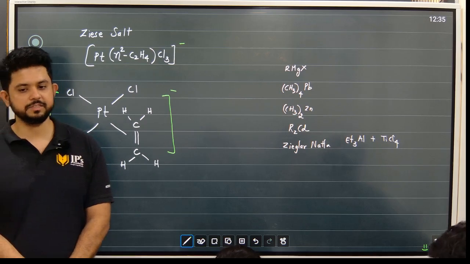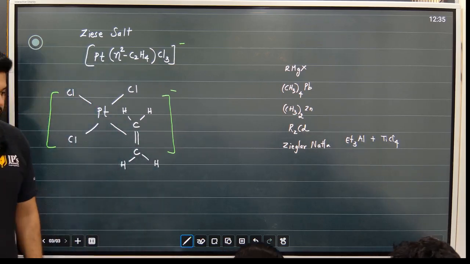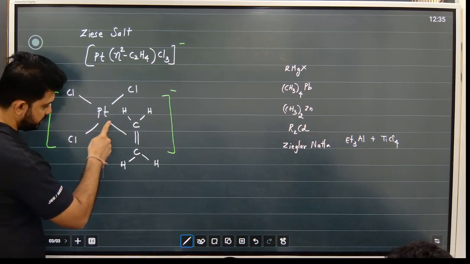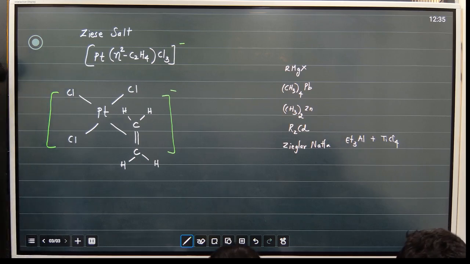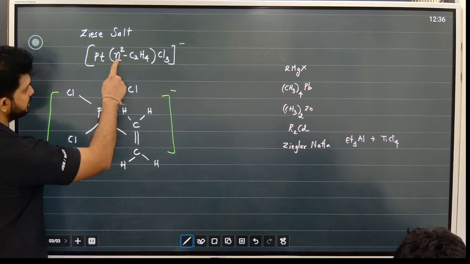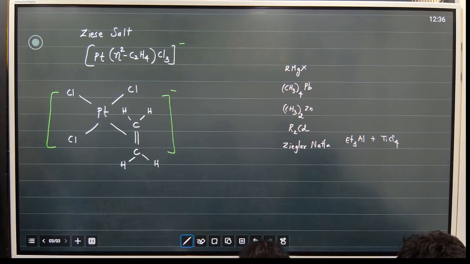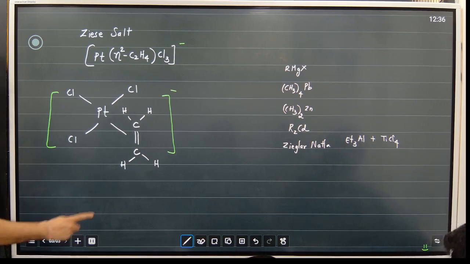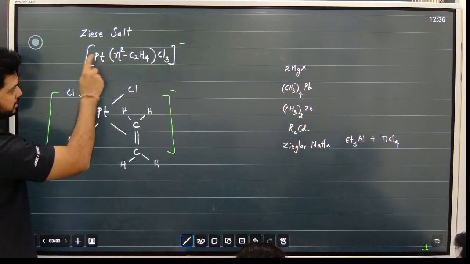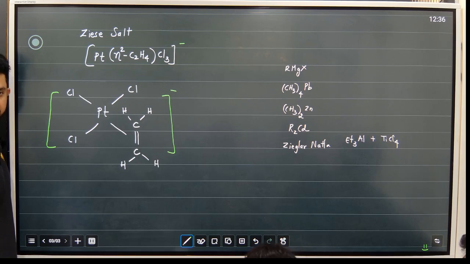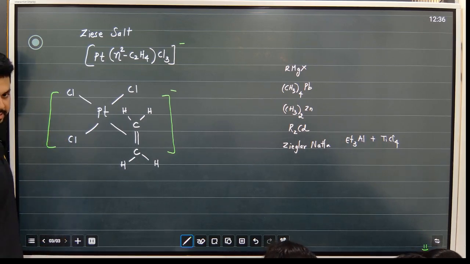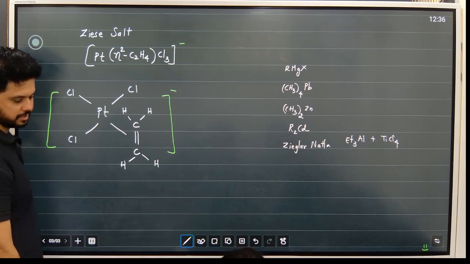Now copy the example of Zeise's salt, where we see that the central metal is bonded to the pi bond of the ligand. Eta 2, it's a dihapto ligand. Though they might not ask about hapticity, but we have Zeise's salt. Now, what does the eta 2 here represent? That's a dihapto ligand. Isliye we need to know about different hapticity.